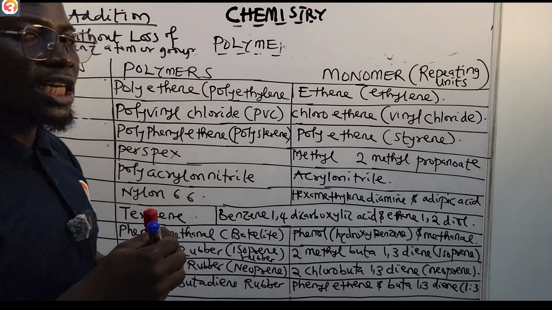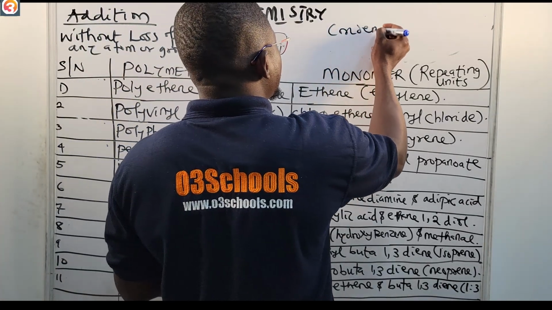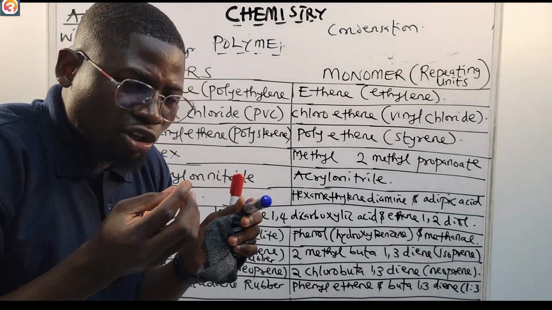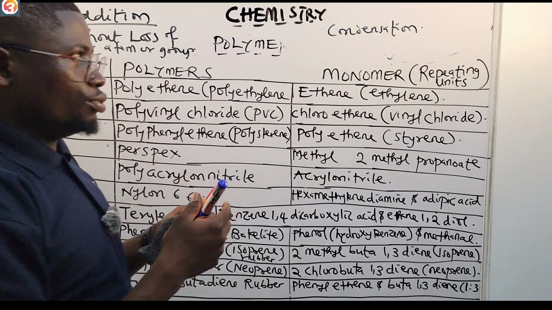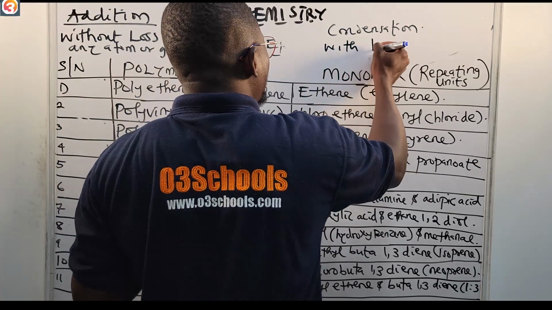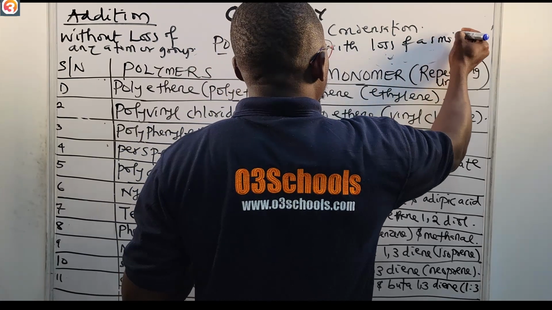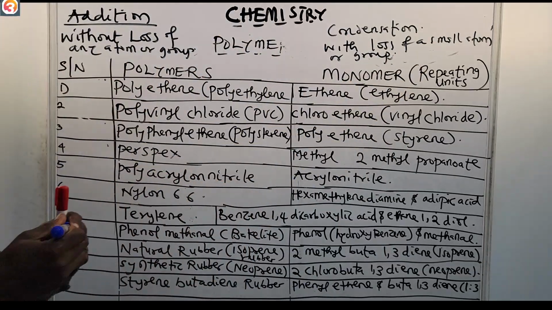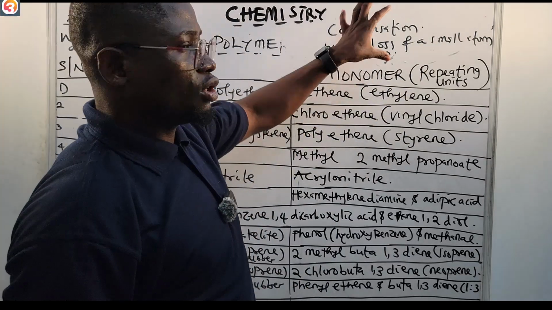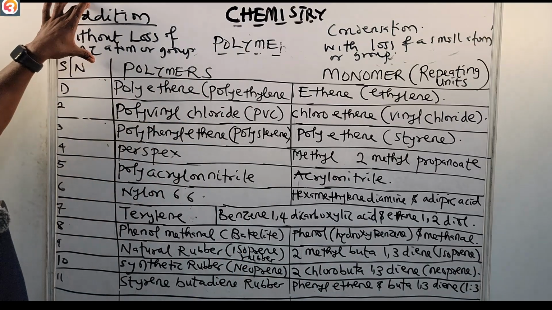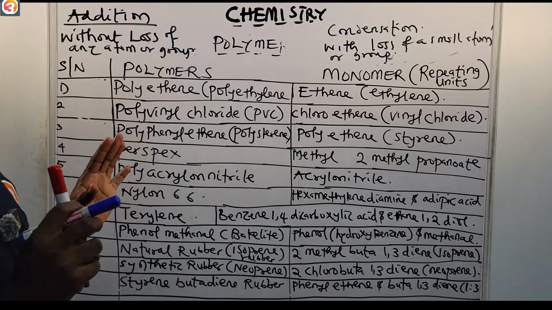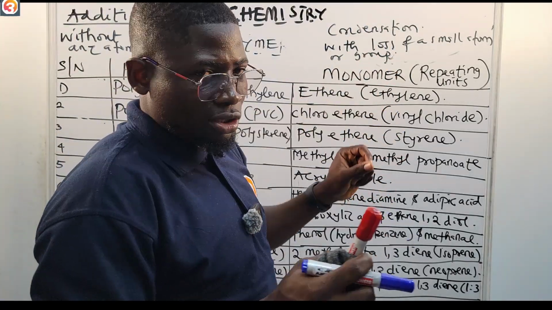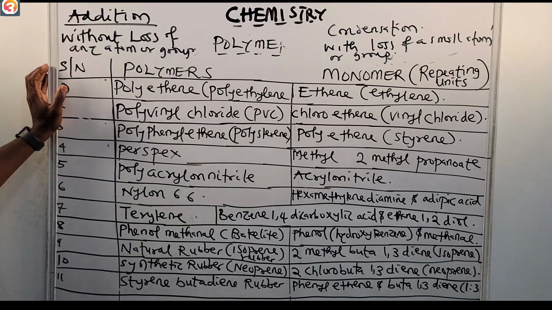While for condensation polymerization, the monomers join with loss of a small atom or group. This one is with loss. Take note of that. So see the difference between addition polymerization and condensation polymerization. In addition polymerization, the monomers join without loss of any atom or group, while for condensation polymerization, the monomers join with loss of a small atom or group. Take note of that.